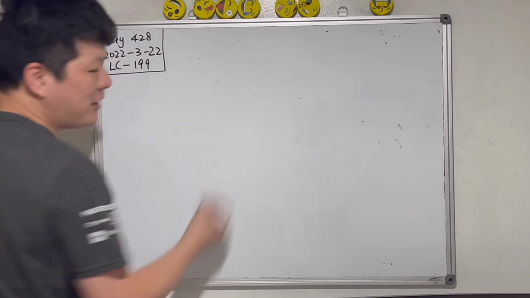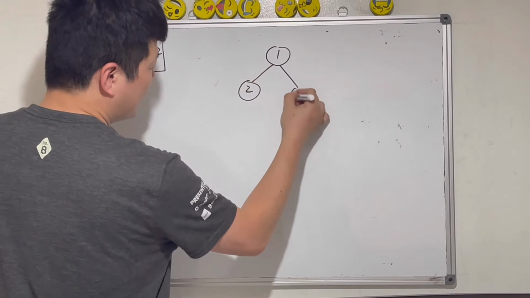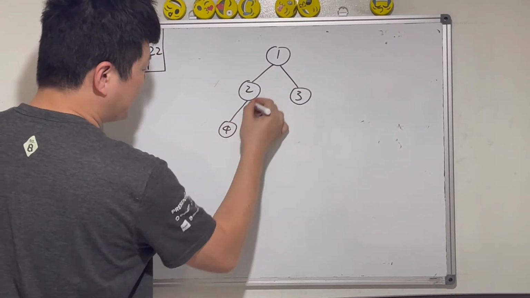We haven't talked about binary trees for a long time. Yeah, binary tree a little bit. We're going to look at the right side view from top to bottom. Okay, so this is the binary tree.